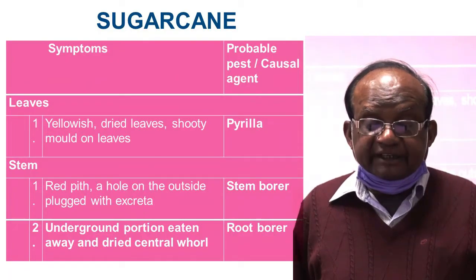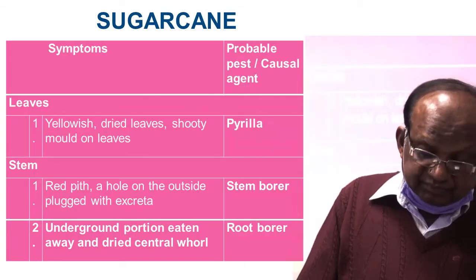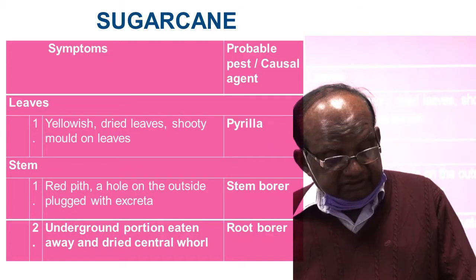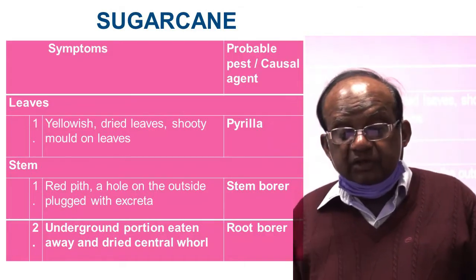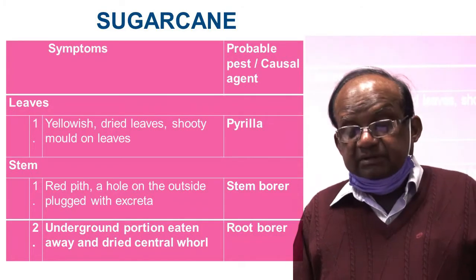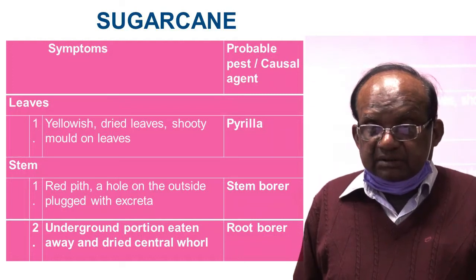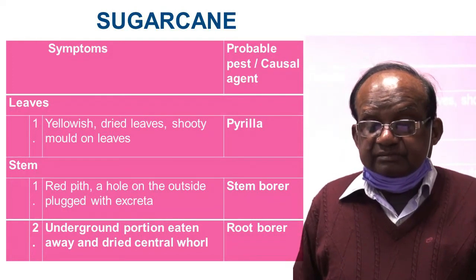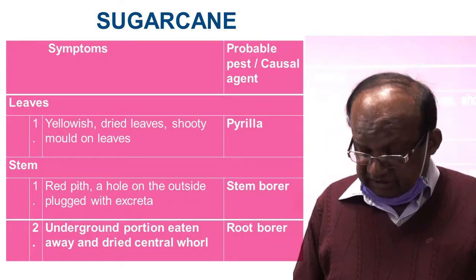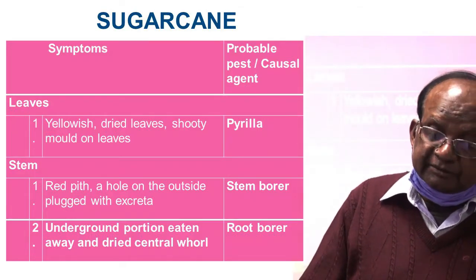Then come to sugarcane. All the parts of sugarcane are affected by different types of insect pests. So first we observe the leaves. If yellowish dried leaves and sooty mold on the leaves are there, sooty mold means a black, sticky material found on the leaf of sugarcane, this indicates the attack of sugarcane leaf hopper, which is popularly known as pyrilla.